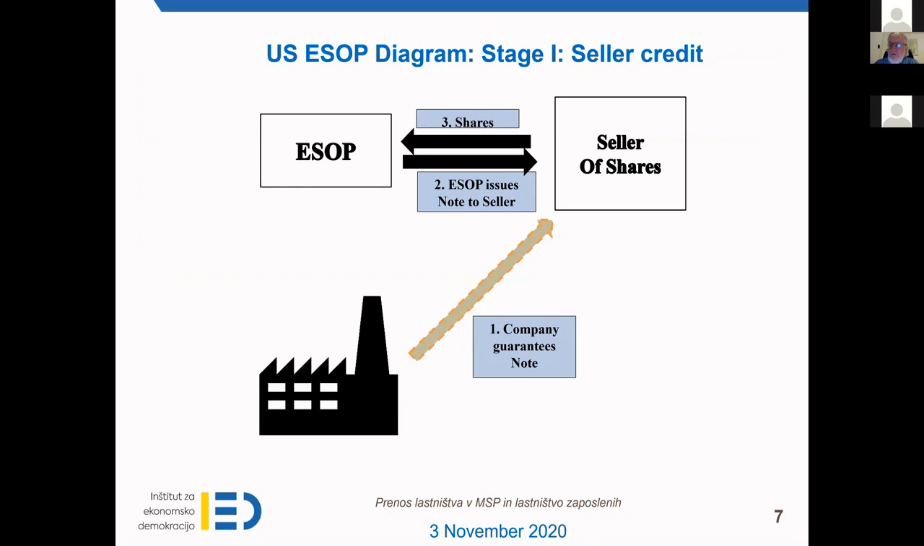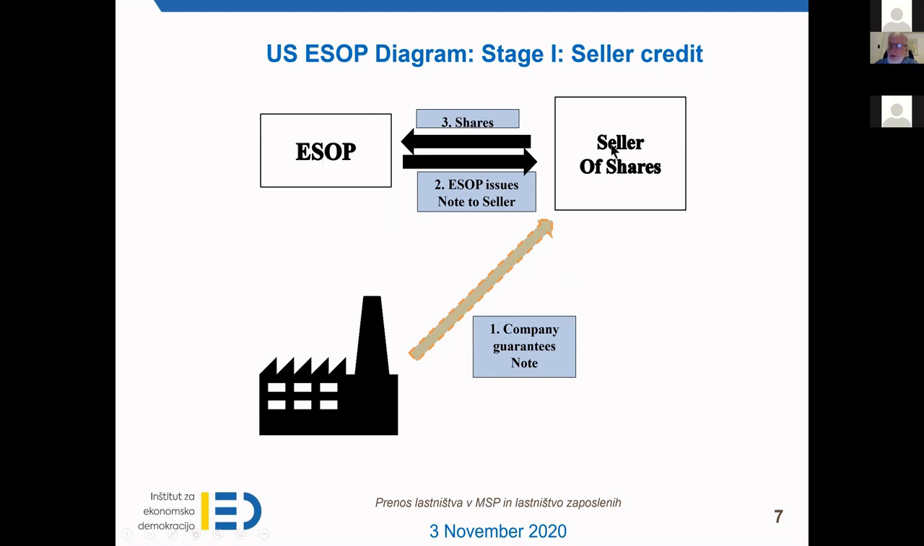So most ESOPs would be funded by seller credit. The ESOP issues a note to the seller, says, okay, this is in return for, say, 10% or 20% of your shares. And the note is guaranteed by the company. So the company is saying, we will make ESOP contributions to the ESOP.